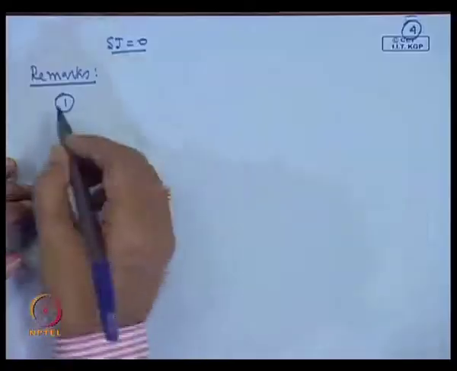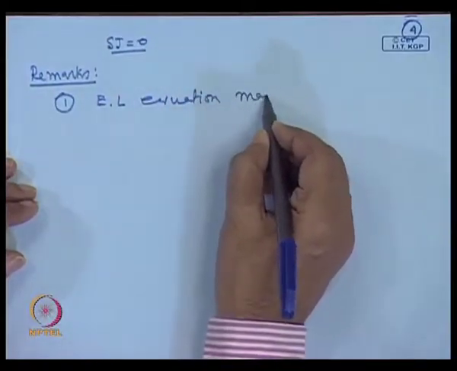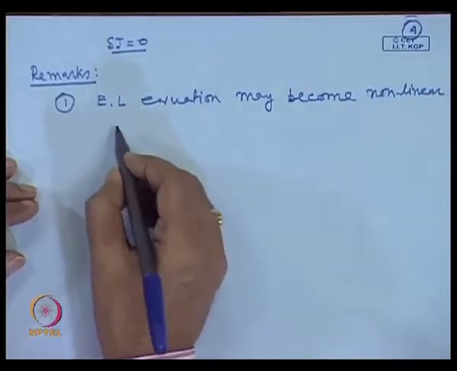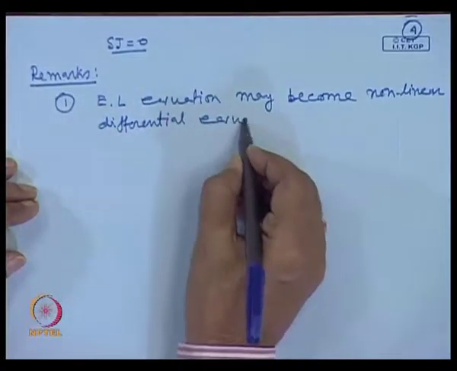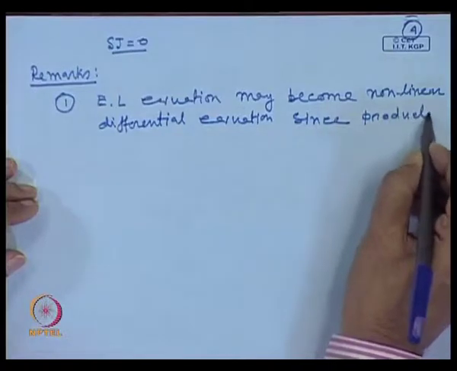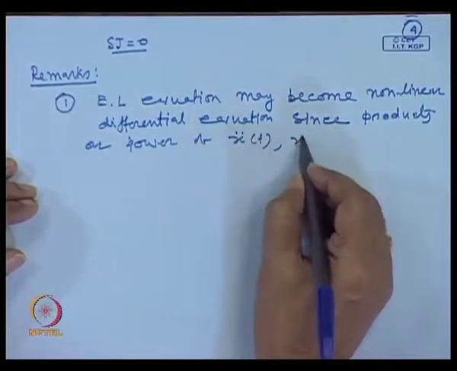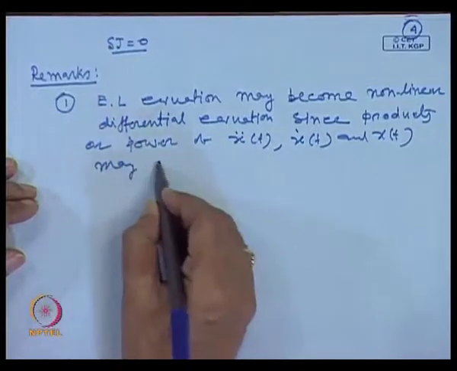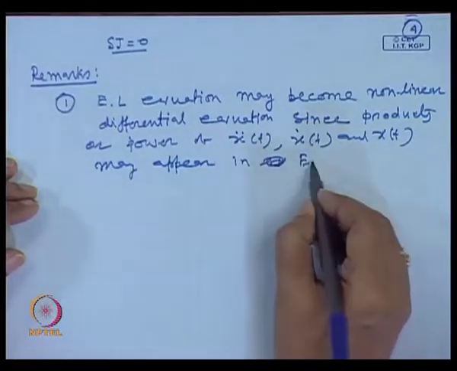First remark says the Euler's equation may become a nonlinear differential equation, since products or powers of x double dot of t, x dot of t and x of t may appear in the Euler-Lagrange equation.